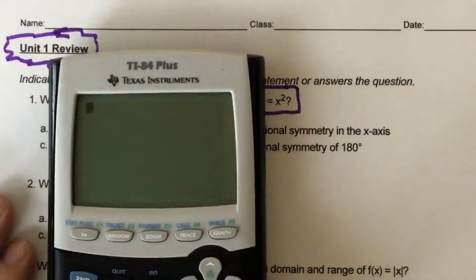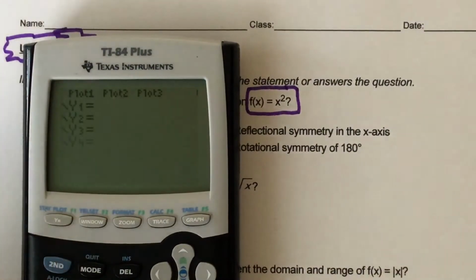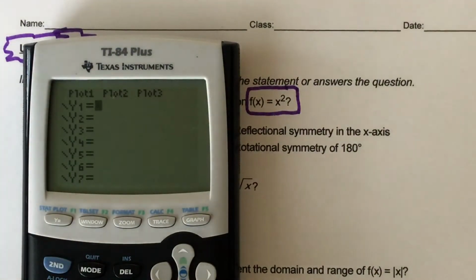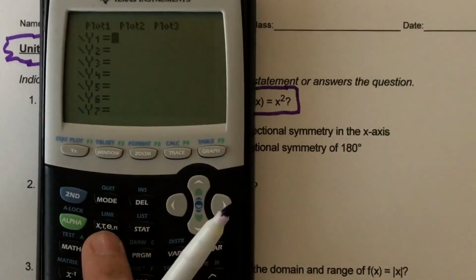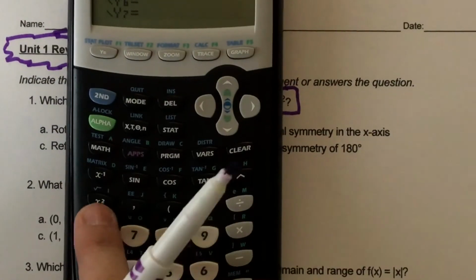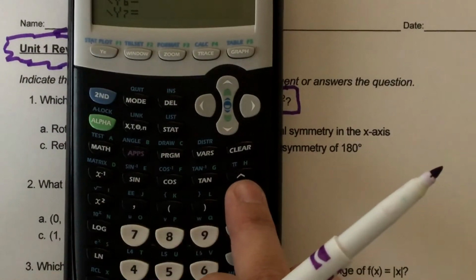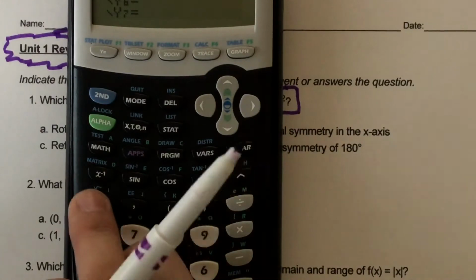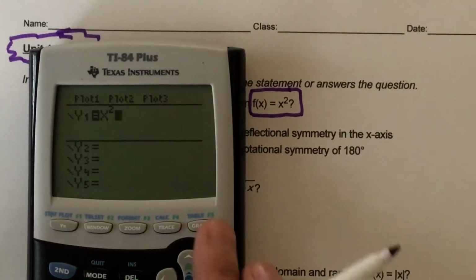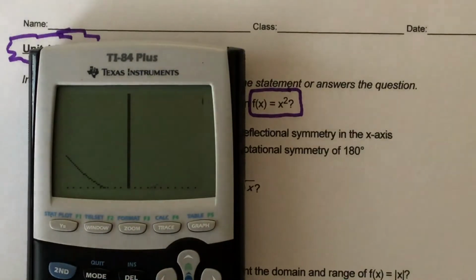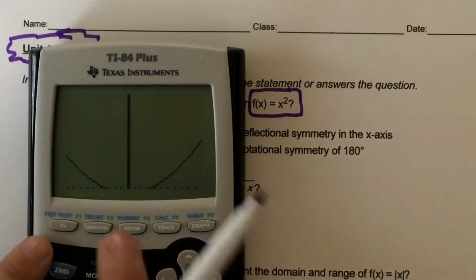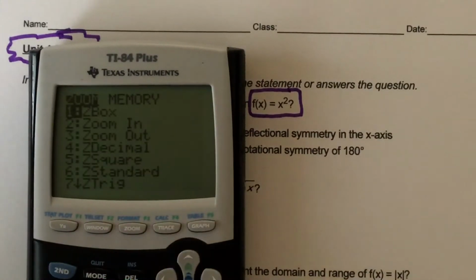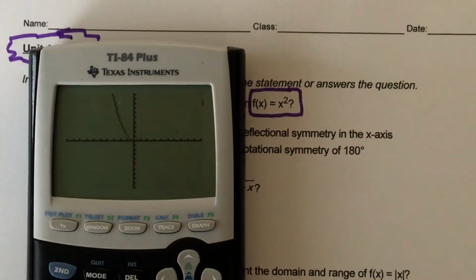So I'm going to go to my y equals, and I'm going to type in x squared. So x is to the right of the green alpha, and then I can just click this squared button, or I can use the caret and then 2, but I'm going to use the little squared button. So I've got x squared, and I'm going to hit graph so I can take a look. Ooh, my window's funky. So I'm going to go to zoom and then number 6, and this is going to take my window back to normal. Okay, so this is our x squared function.